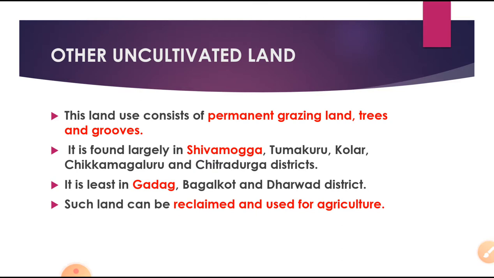It is found large in Shivamogga, Tumakuru, Kolar, Chikmagalur and Chitradurga districts, and it is least in Gadag. Why least in Gadag? As we studied, Gadag has a good amount of agricultural land, so there is less other uncultivated land. And such land can be reclaimed and used for agriculture.